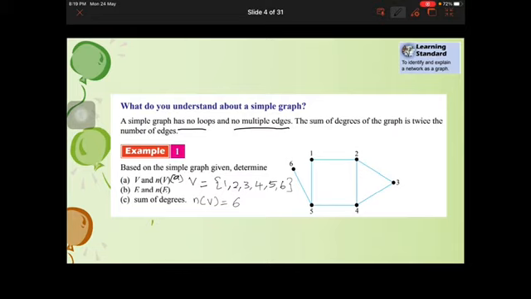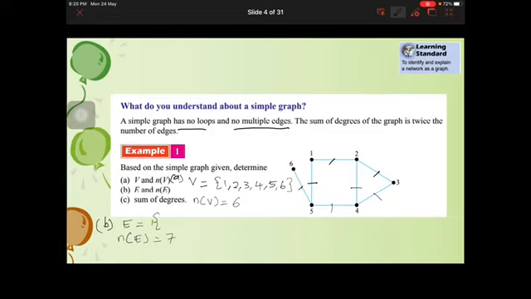Now how about B? B is the edges. How many edges do we have in the diagram? If you can see, the edge is the straight line. We have 1, 2, 3, 4, 5, 6, 7. So the number of edges is 7. Now how do we write the edges? It must be a pair of vertices, because the edge is connecting two vertices. That means when you write the edge, it must be in pairs.